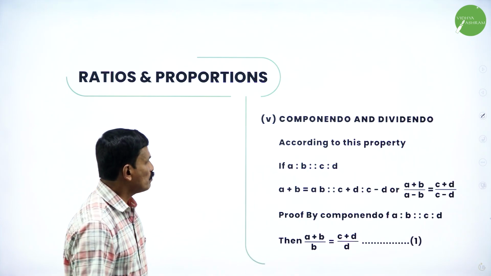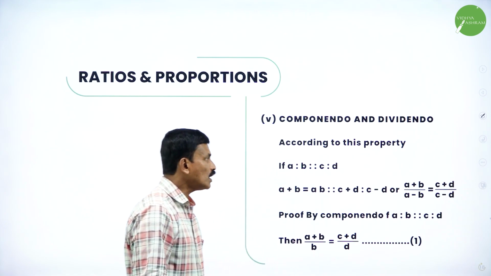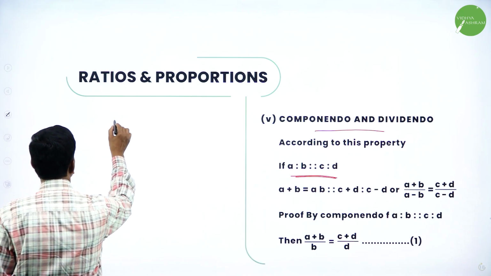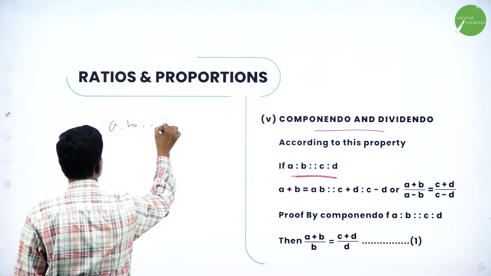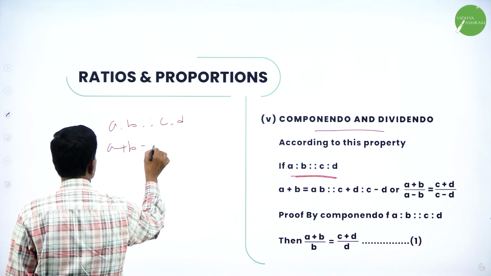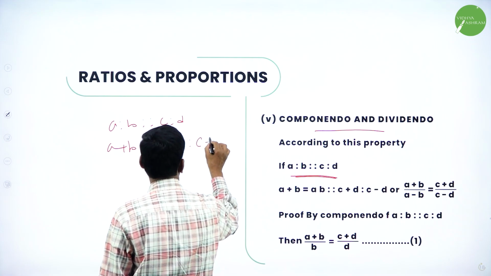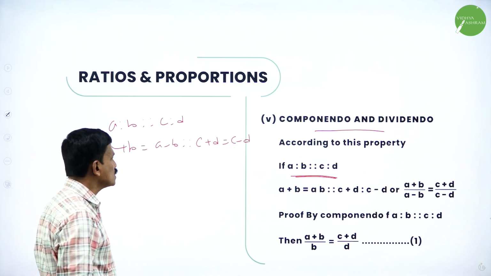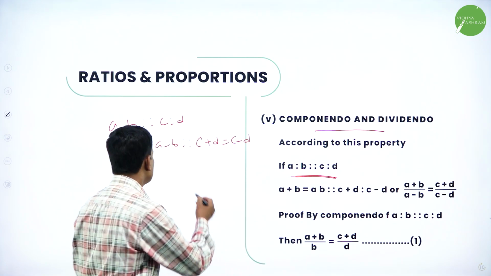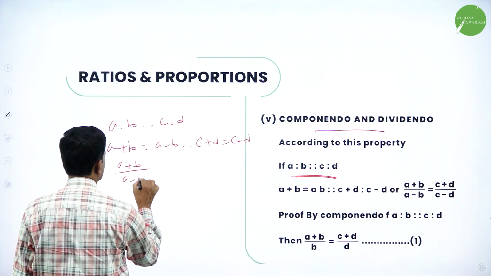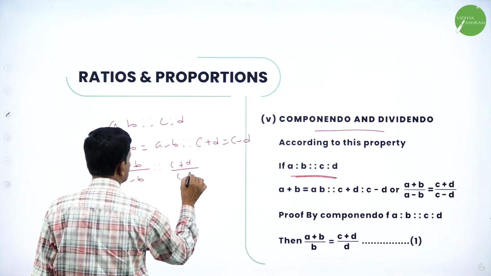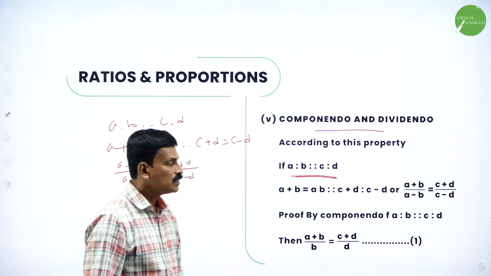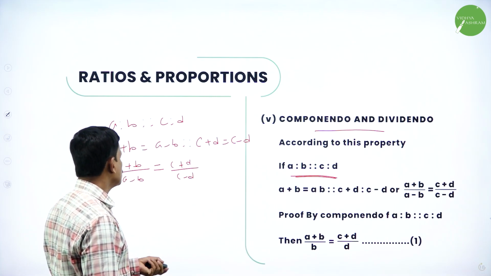Now, the last property is componendo and dividendo. Componendo and dividendo. So, what is the relation between these two? Now, according to this property, if A is to B is equal to C is to D, then A plus B is to A minus B is equal to C plus D is to C minus D, right? Or we can also write it as A plus B by A minus B is equal to C plus D divided by C minus D.